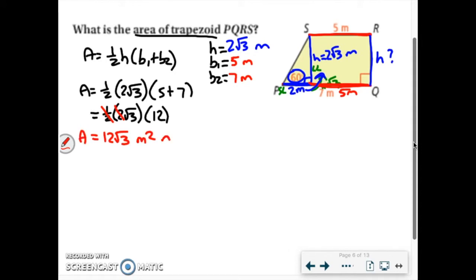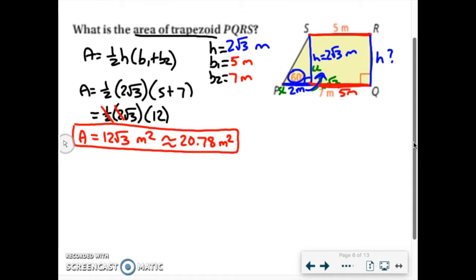All right, if they asked for us to round it, we could certainly punch 12 square root of 3 in. We end up with 20.78 meters squared as our rounded answer. So we would just have to read directions on that one on how they wanted us to answer. This time it didn't say either way.